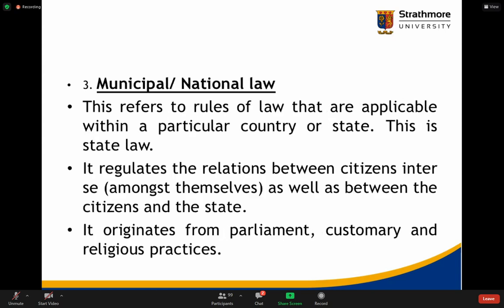Next, we have municipal or national law versus international law. Municipal national law refers to rules of law that are applicable within a particular country or state. Another word for it is state law. How many countries are there in the world? This is a question to the whole class.